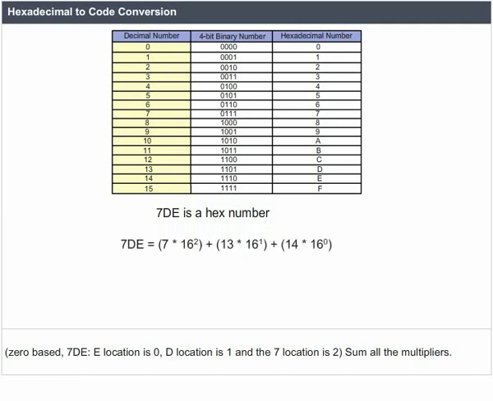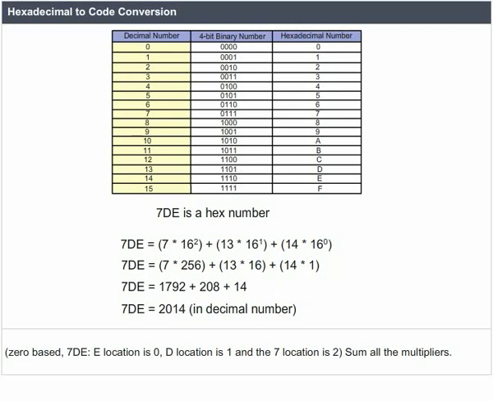7DE equals 7 multiplied by 16 squared plus 13 multiplied by 16 to the power 1 plus 14 multiplied by 16 to the power 0. 7DE equals 7 multiplied by 256 plus 13 multiplied by 16 plus 14 multiplied by 1. 7DE equals 1792 plus 208 plus 14. 7DE equals 2014 in decimal number.